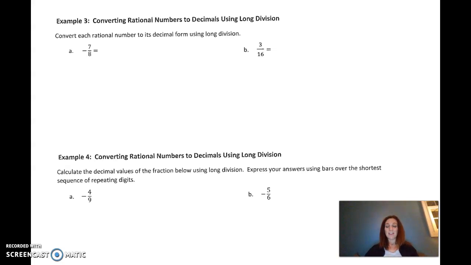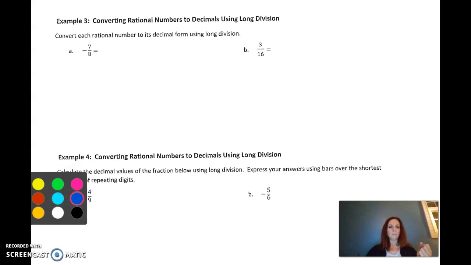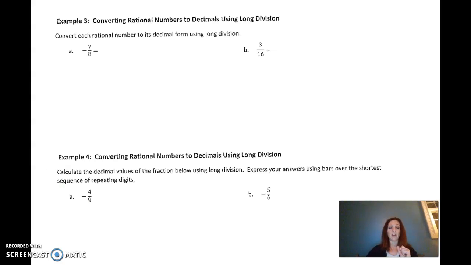All right, so let's jump right into using long division to convert these rational numbers to decimals. And that's what we're going to keep doing over and over. But we're going to use kind of our hint to know if I'm looking for a terminating or repeating decimal, because if I don't know, I could keep going in my long division for a long time.